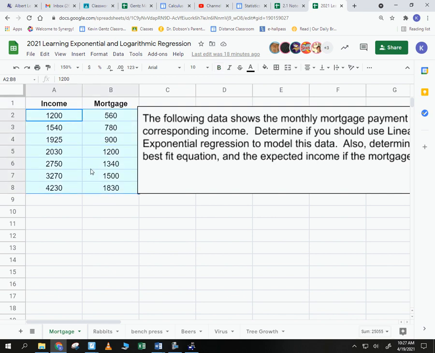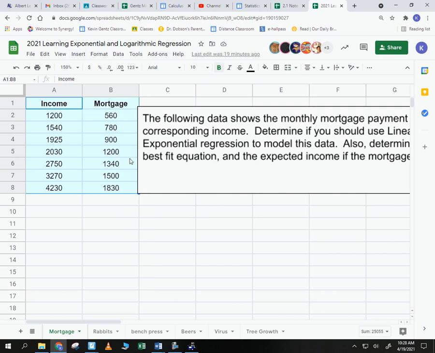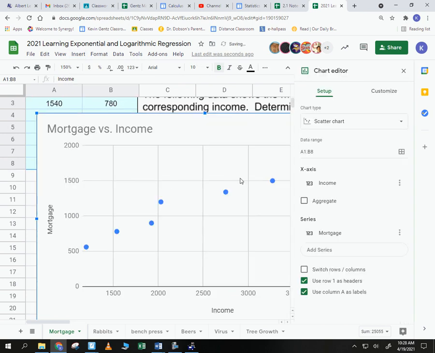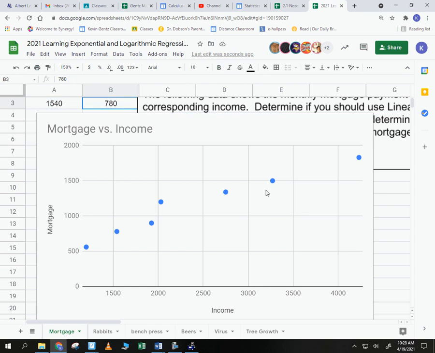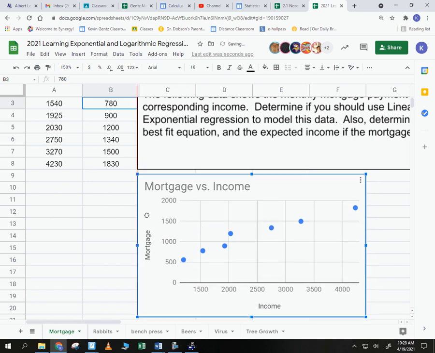And we would like to see if it's linear or exponential or logarithmic. I will even grab income and mortgage so we can see. I grab insert and I grab chart. And there it is. You look at it. Does it look like a line fits through it, or does it look like a curve fits through it? What do you think?